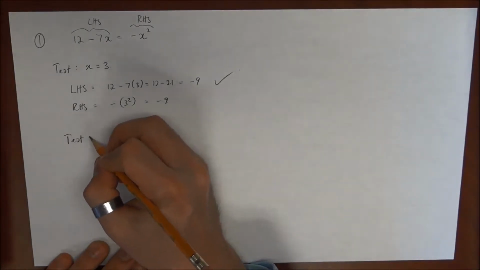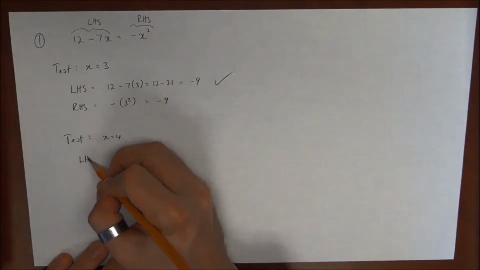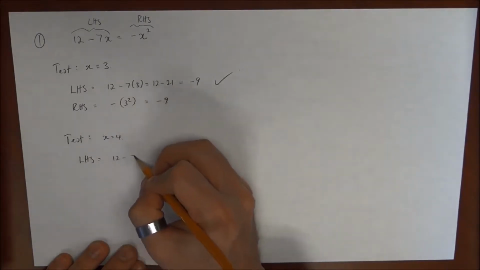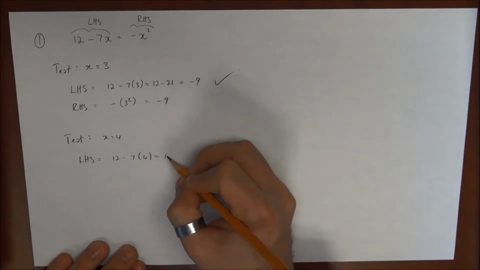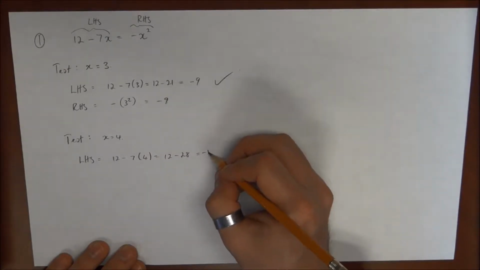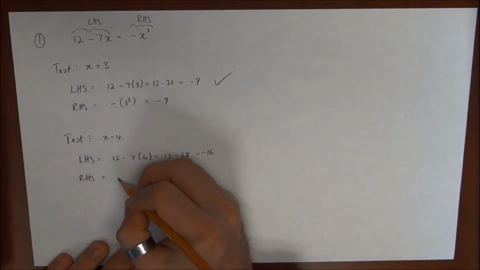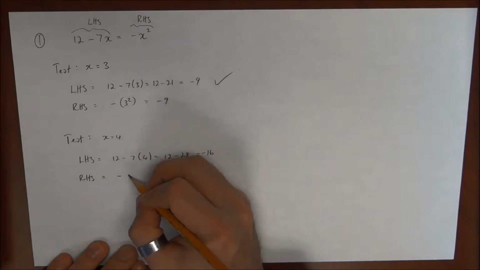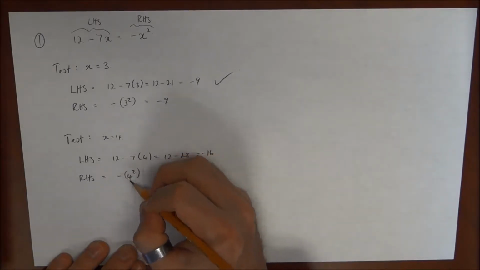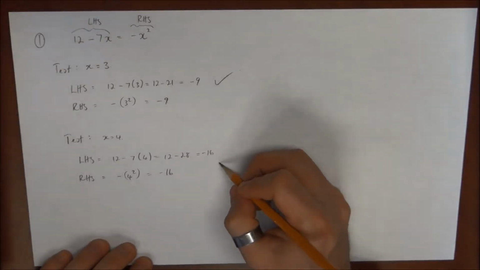The next one I want to test is x equal to 4. Left-hand side equals 12 minus 7 times 4, which is 12 minus 28, which is negative 16. The right-hand side equals negative 4 squared, which is negative 16. And I have a solution for both.